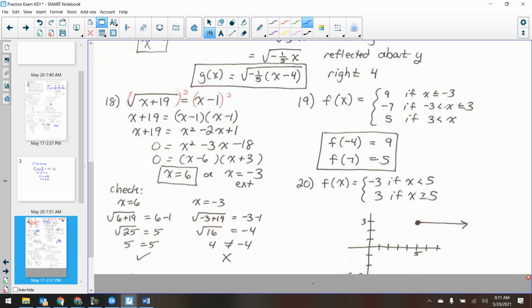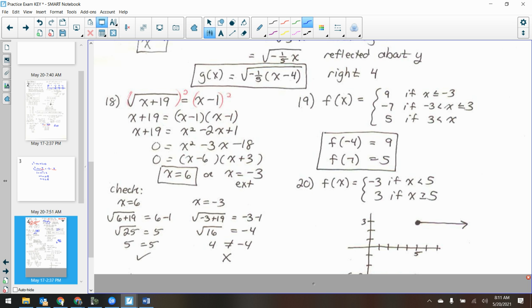Because when you square something working with a radical expression, you always have to check your answer, because solving it like this may get you an extraneous solution. So you get your two solutions of 6 and negative 3, but when you go to plug it in, 6 plus 19 is 25, square root of 25 is 5. 6 minus 1 is 5, that checks out.